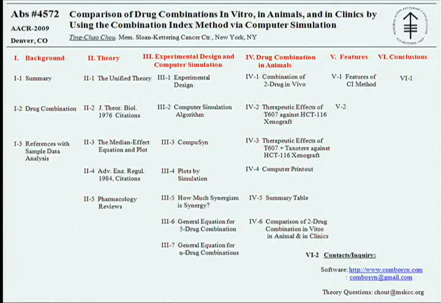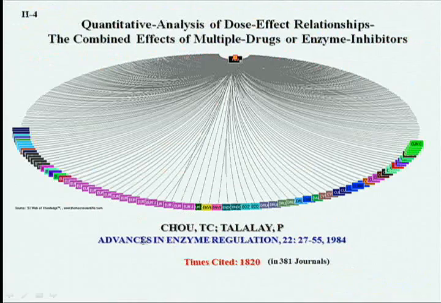Last year, at the AACR meeting in San Diego, I gave a mini symposium on drug combination. This year, at the AACR meeting in Denver, I'm going to present a poster also talking about drug combination as shown here. The method of Chou and Talalay has been widely cited so far, 1,820 times in 381 different biomedical journals.